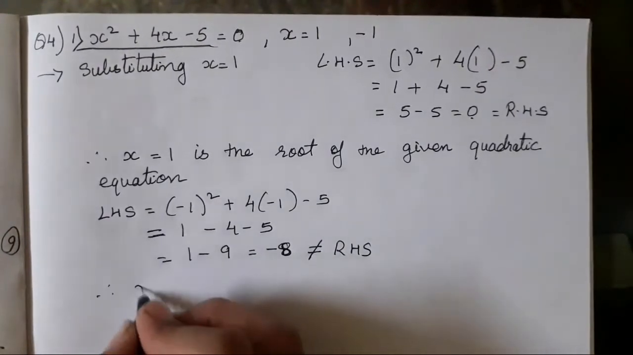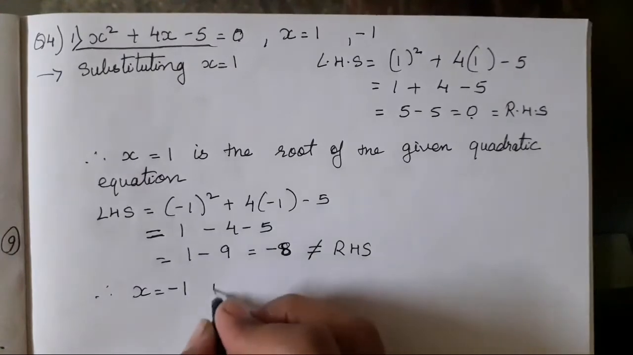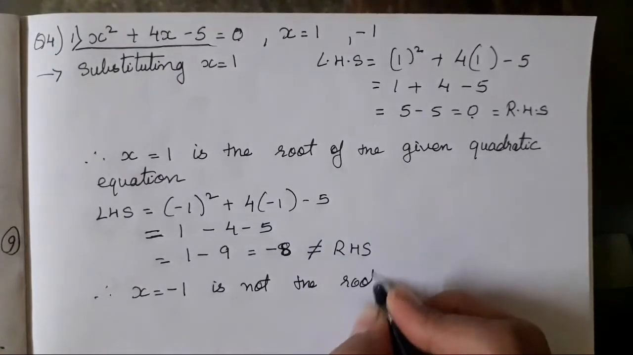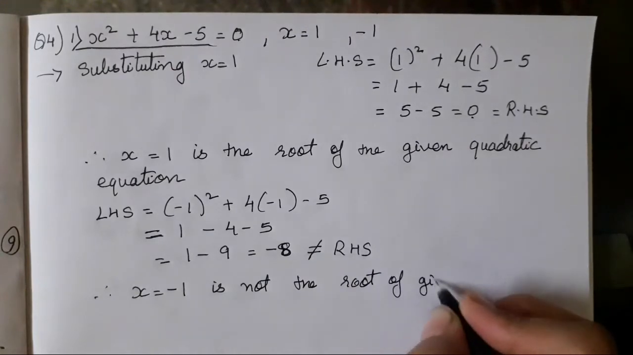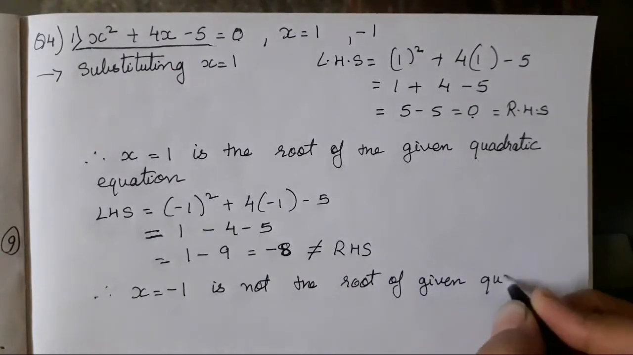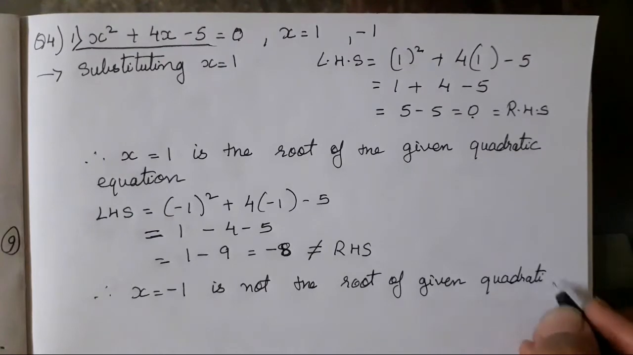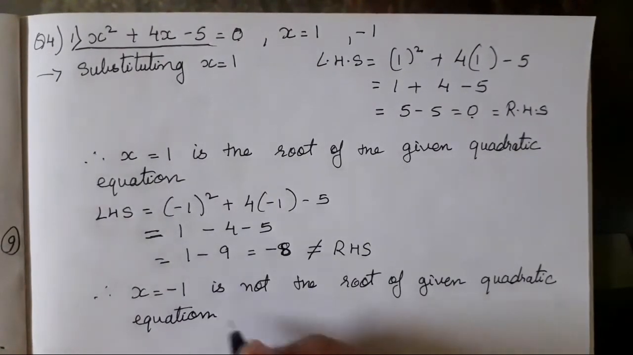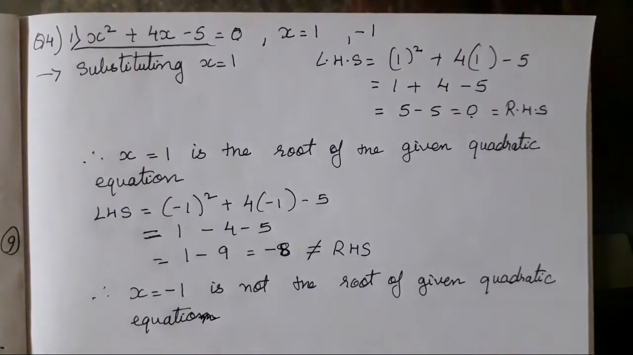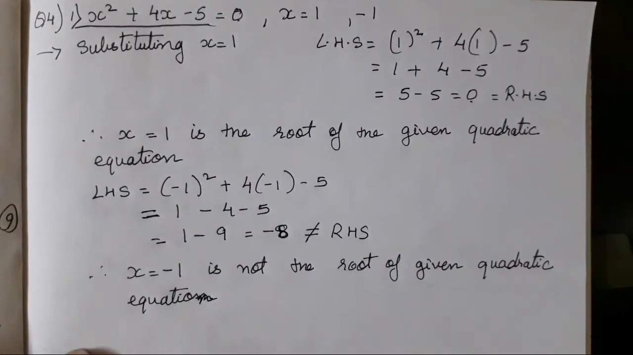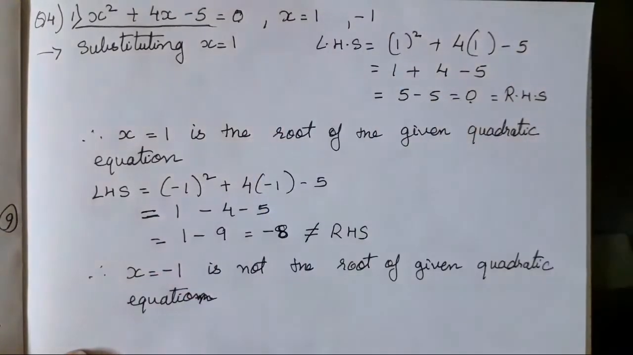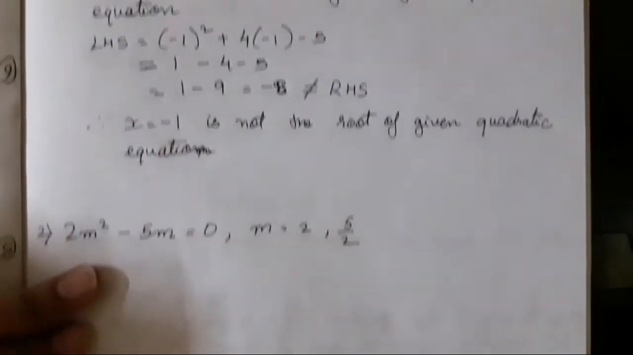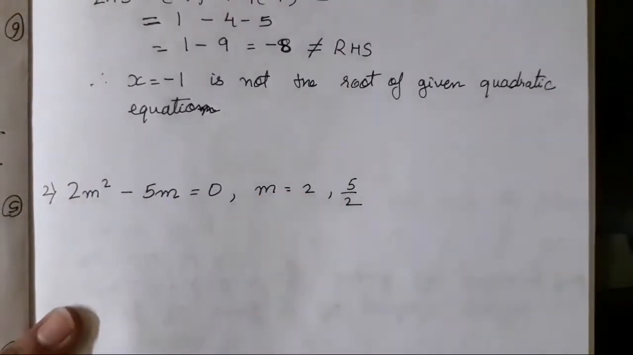Okay, so therefore x is equal to -1 is not the root of the given quadratic equation. Got it, children? So when you get 0 on both sides, that is left hand side and right hand side, after substituting the given values in the question, only then can you say it is a root or not. Now second question, they have again given us two values.